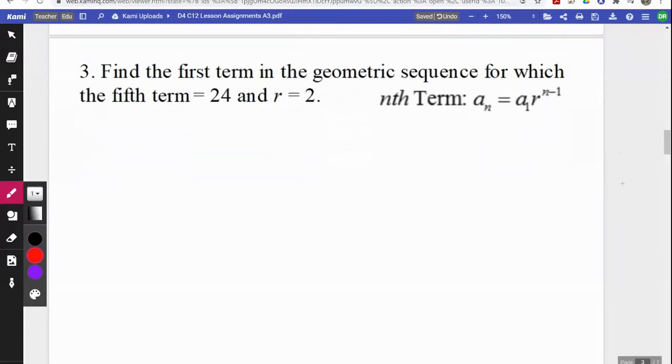Okay, this one's a little different. Here's what it looks like. This term, we're not given what the first term is, so we're actually going to work backwards to find the first term. This should use some of the skills that we've learned throughout the year. The first term is unknown, we know the fifth term, so a sub 5 is 24, and we know that r is 2. So we could fill in what we know.